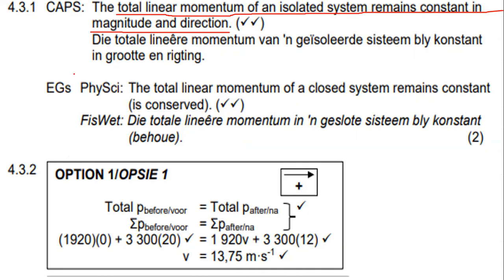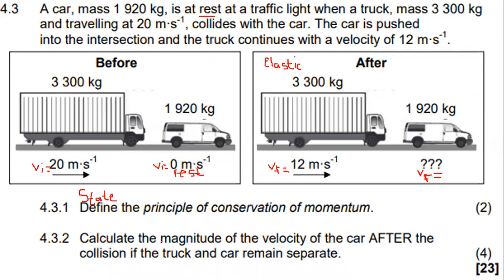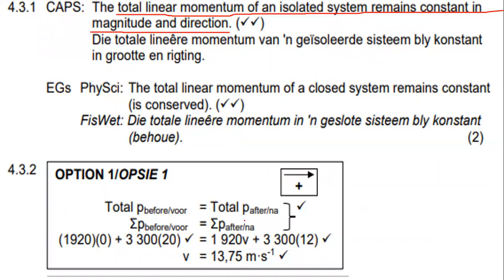Then the next question says, calculate the magnitude of the velocity of the car after the collision if the truck and car remain separate. So the fact that they are remaining separate tells me that this particular collision is elastic. So I'm looking for VF, right? So I will apply the principle of conservation of linear momentum, which says the total momentum before the collision is equal to the total momentum after the collision. That gives you 1 mark.